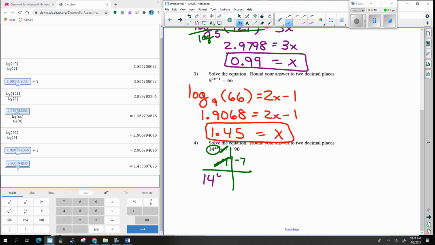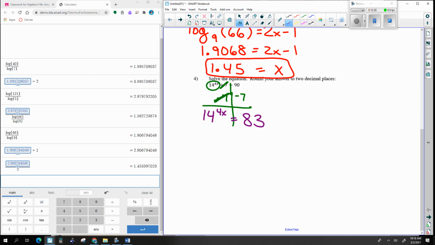Then I will have my number isolated. So this is 14 to the 4x is equal to 83. Now I can go ahead and progress just like I have in all these other problems. So log base 14, sorry, I really wrote it wrong, of 83. So the base is the base, everything switches sides. So let's get that left-hand side. That's log 83 divided by log 14.